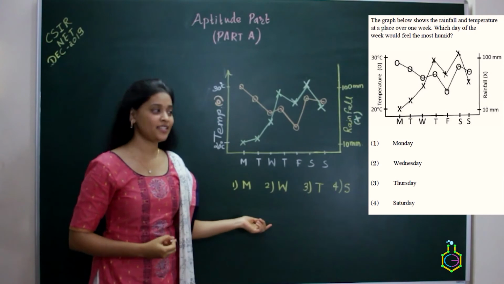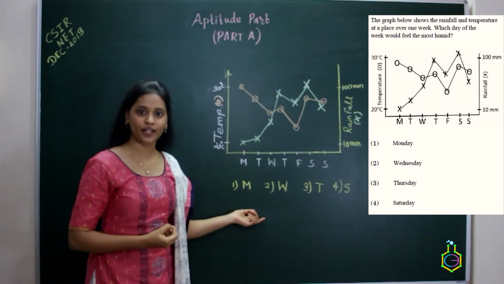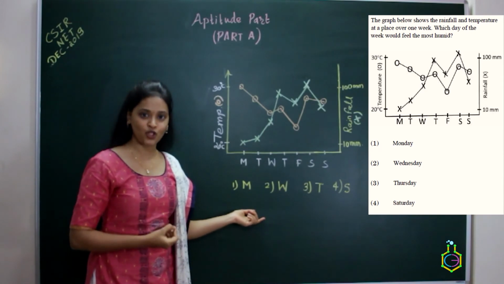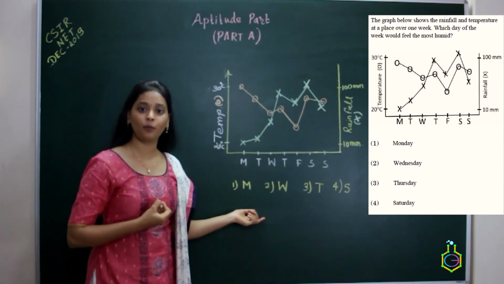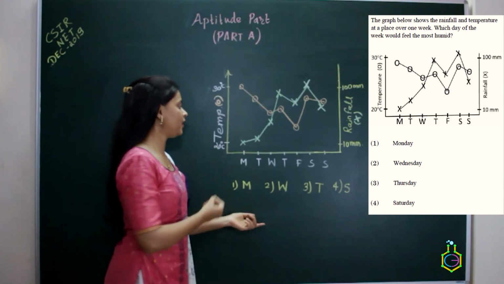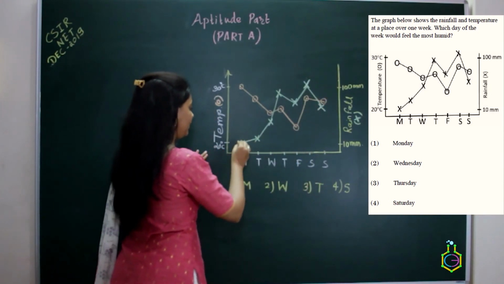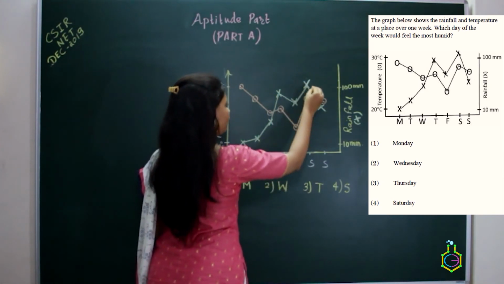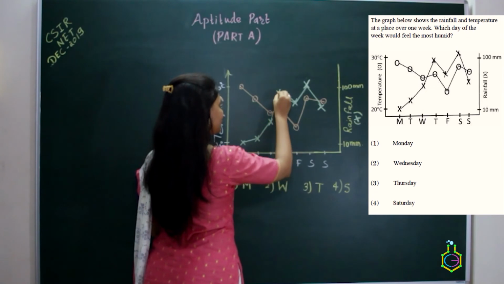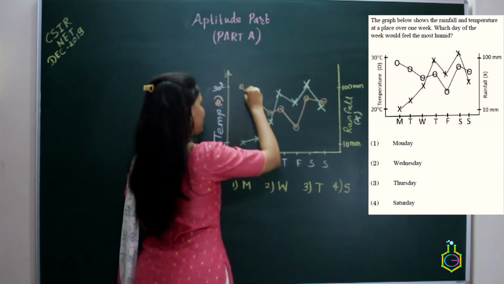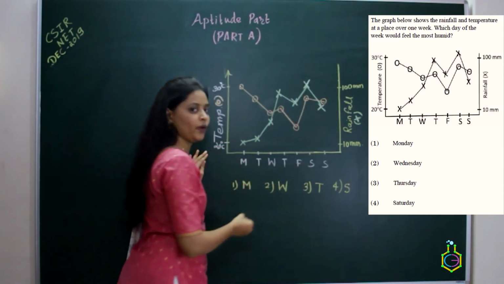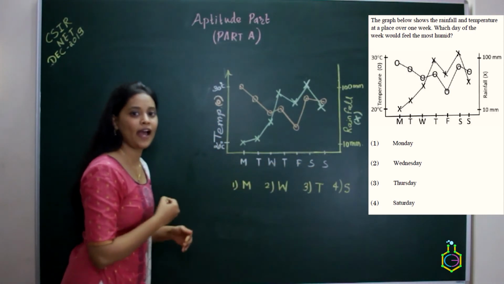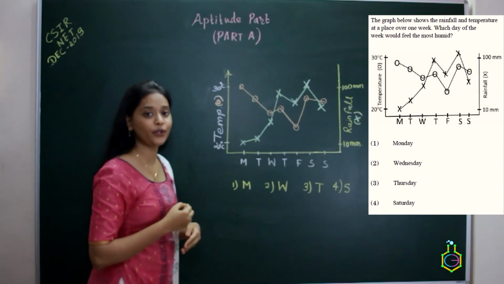The next question is, the graph shows the rainfall and temperature at a place over one week. Which day of the week would feel most humid? Here we have to find out the most humid day of a week. Here from the graph you can see that this is the graph of rainfall. The rainfall is increasing and the temperature is decreasing.